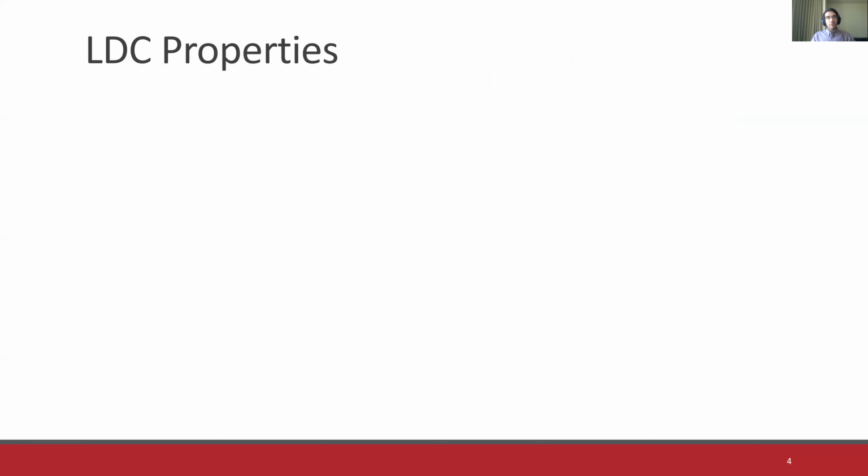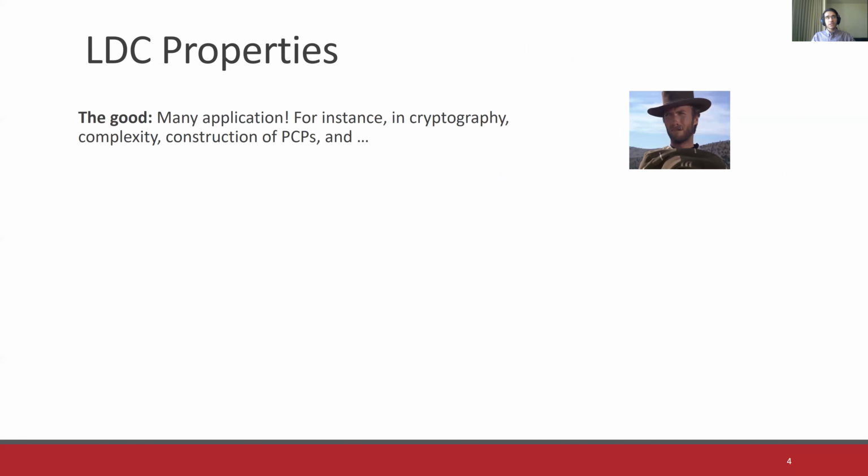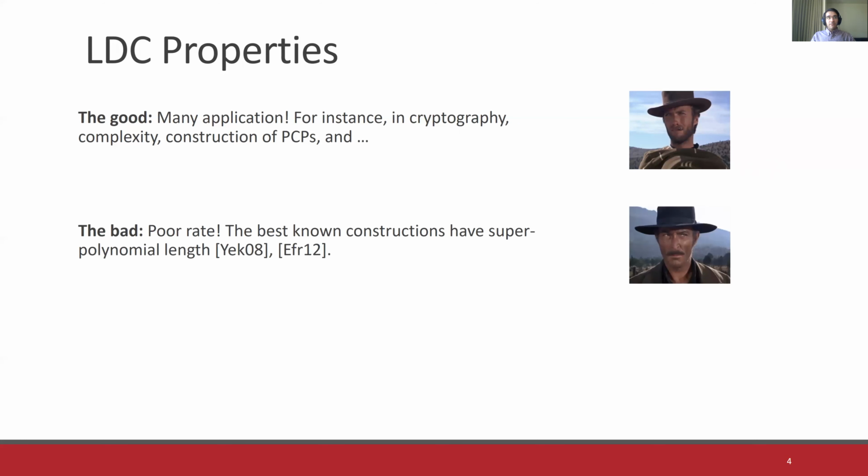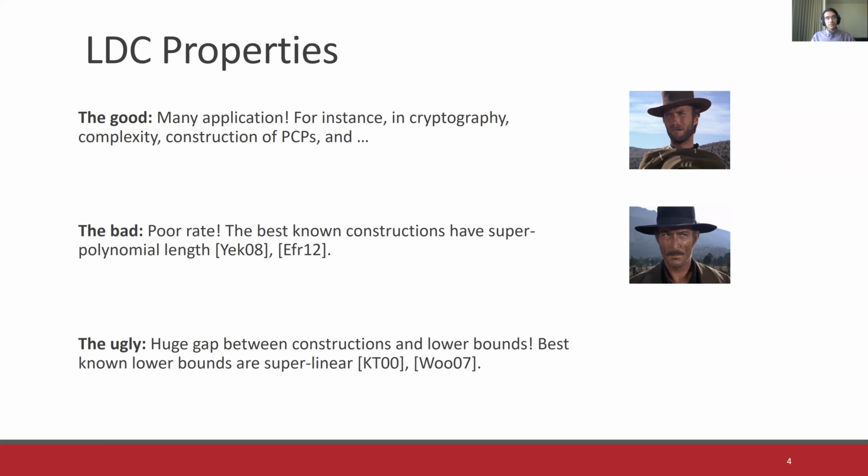Locally decodable codes have many properties. The good property is that they have many applications, for example, in cryptography, in complexity theory, and in construction of PCPs. The bad thing about them is that the best known constructions have very poor rates. The constructions that we know right now are due to the works of Yekhanin and Efremenko, and they have super polynomial block length. And the ugly thing is that there is a huge gap between the best constructions and best lower bounds, where the best lower bounds are due to the works of Katz and Trevisan and Woodruff, where they show that the block length should be at least superlinear.